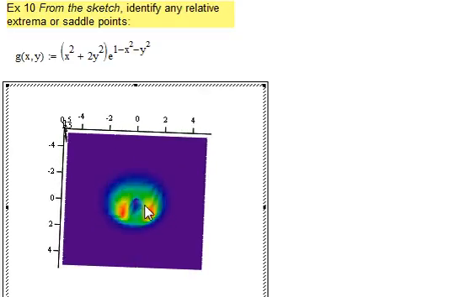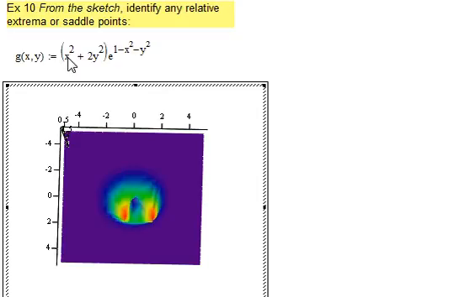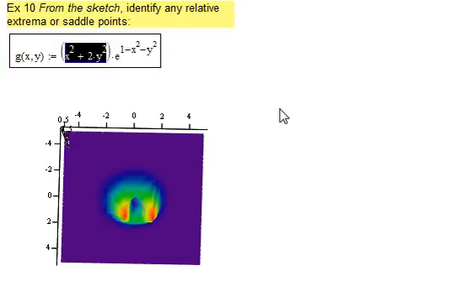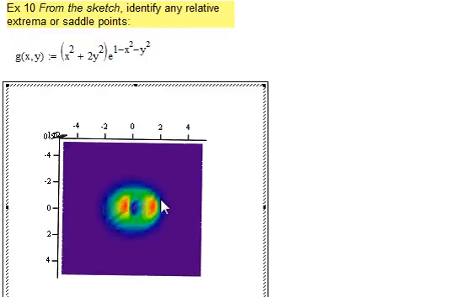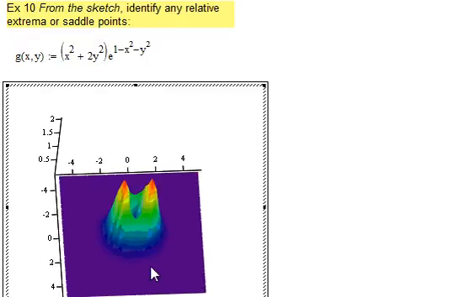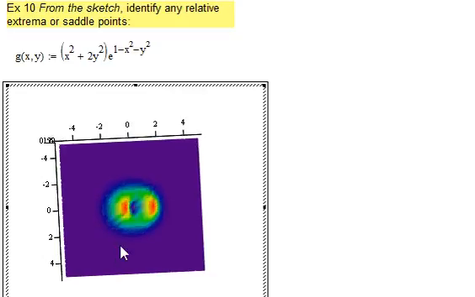A minimum value looks like it would be at the point 0, 0, and of course if you put 0 in for x and y, the whole mess is 0. 0 times e to the 1, but who cares, it's still 0. And it does look like we have a saddle point here. I'm looking at it, it looks like maybe at x equals 1, y equals 0.